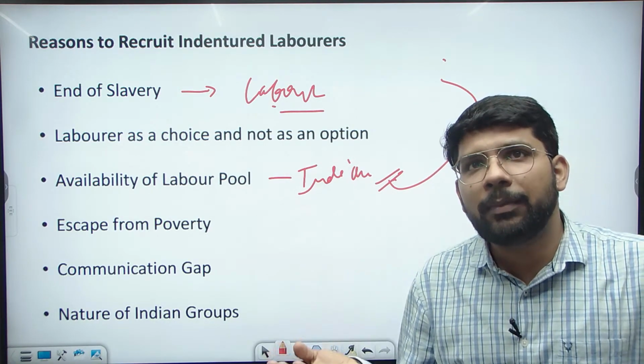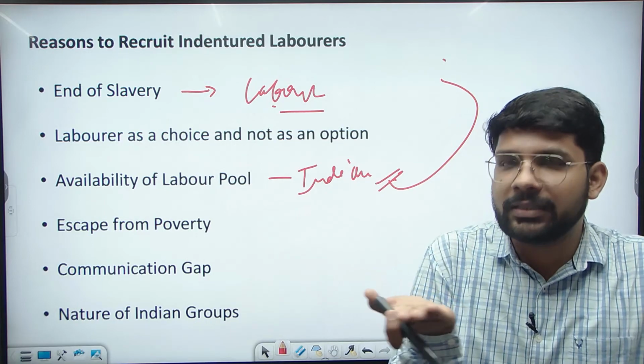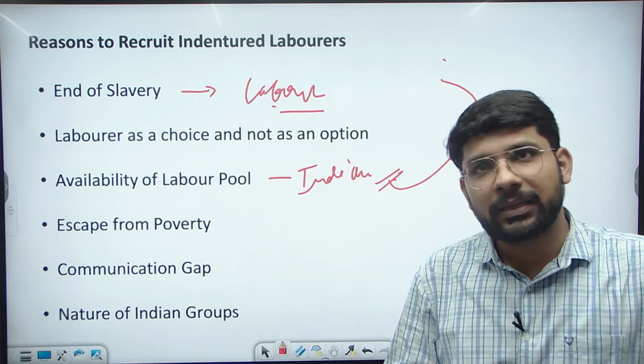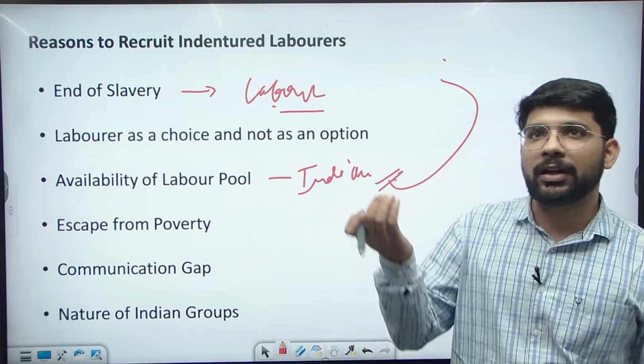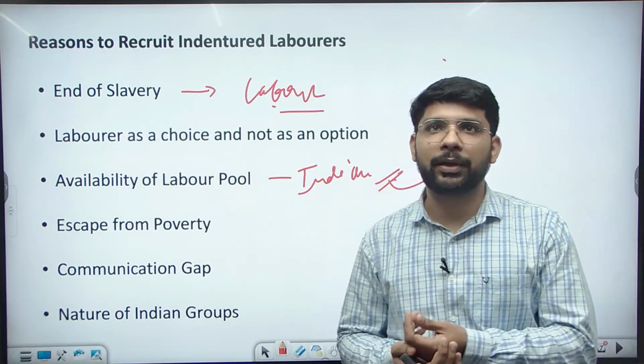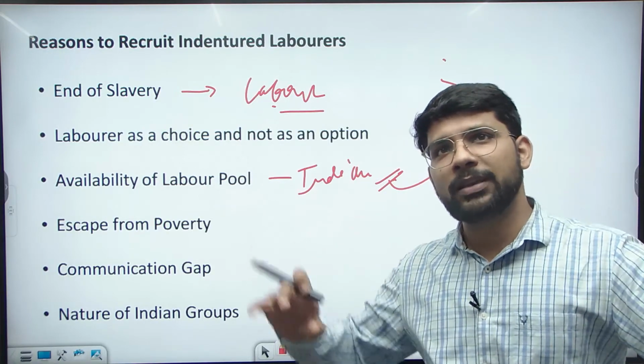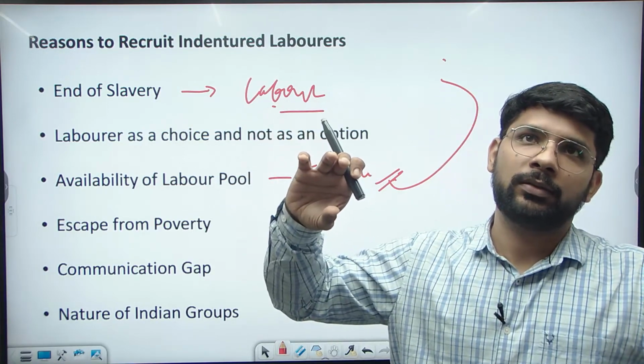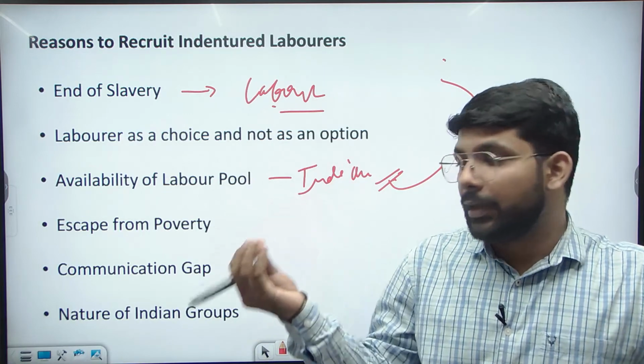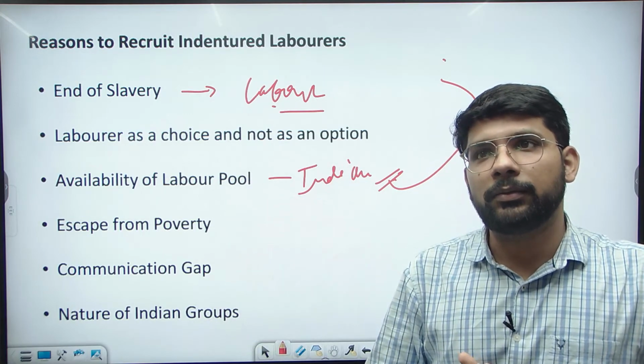Then the availability of the labor pool, which we discussed, was very high in central India. Escape from poverty because of some of the conditions and policies of the British in India. Then the communication gap and the nature of the Indian groups were some of the reasons why they recruited indentured labor.